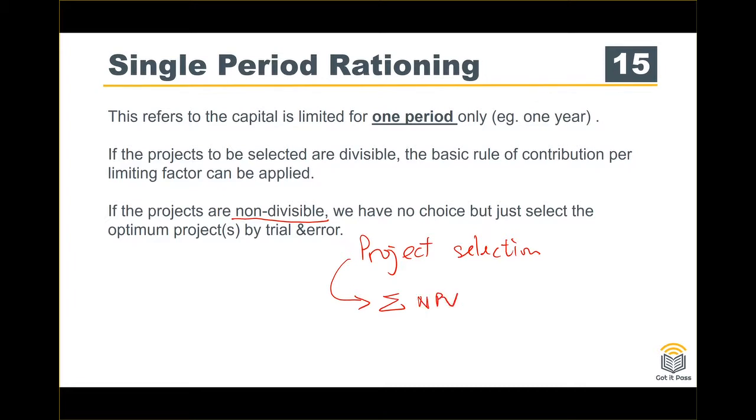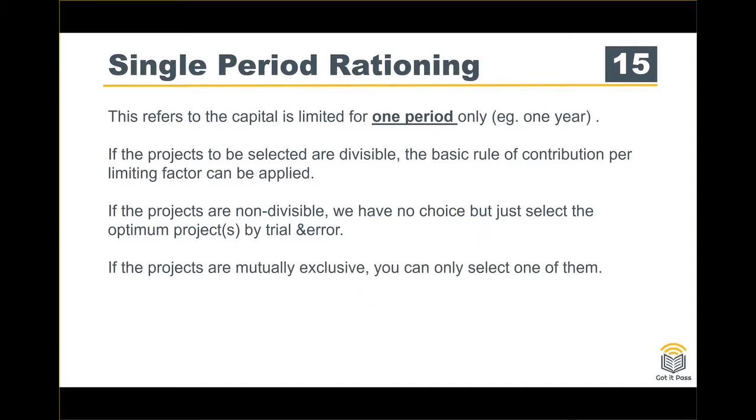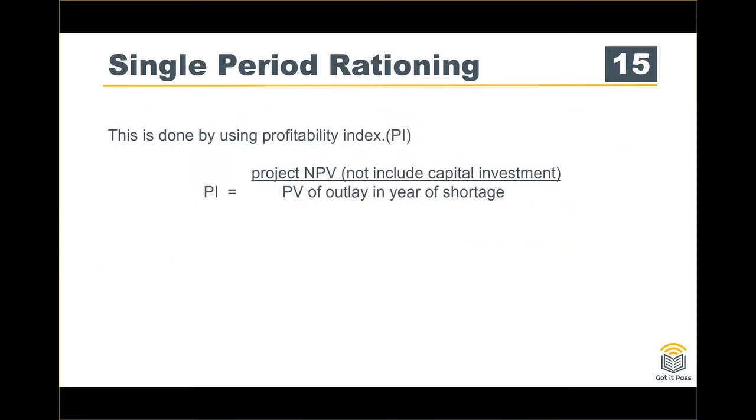It means the project selection is based on NPV. If it is non-divisible, we select the optimum projects by trial and error based on the summation of NPV. We will show you two examples here to illustrate the difference between divisible and non-divisible projects. If the projects are mutually exclusive, then we can only select one of them. It's easy.